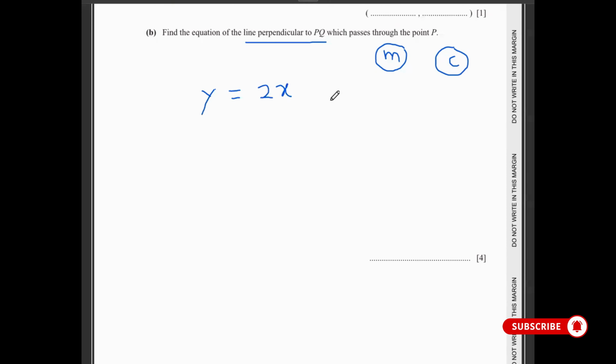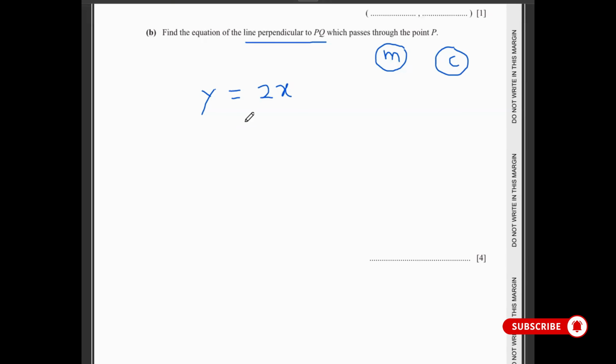Are you asking for the formula of the gradient? No. Just look at the given equation, y equals 2x, and tell me the gradient of this specific one, not the general formula. Yes, 2. The gradient is always the coefficient of x. The number in front of x is the gradient. So in this case, the gradient is plus 2.